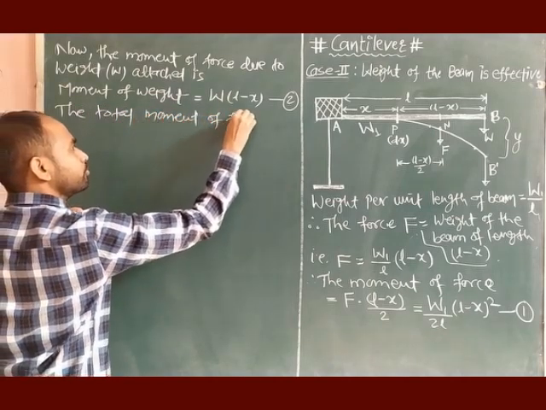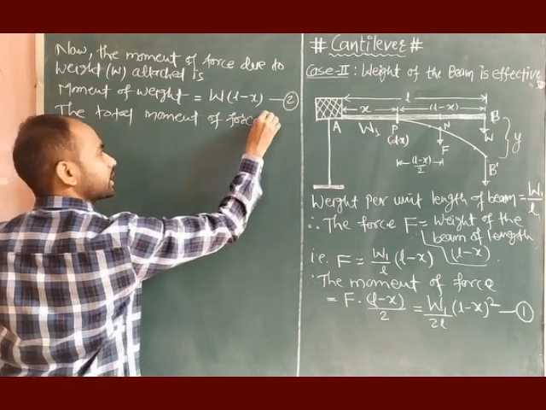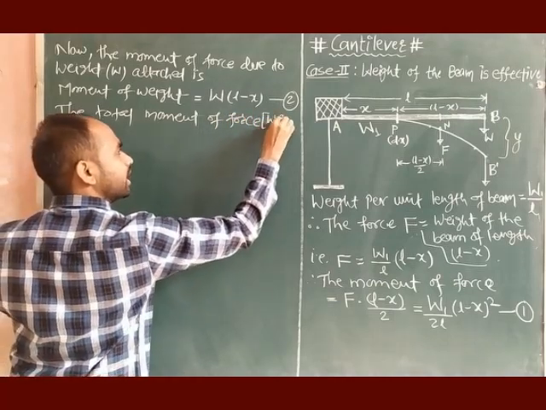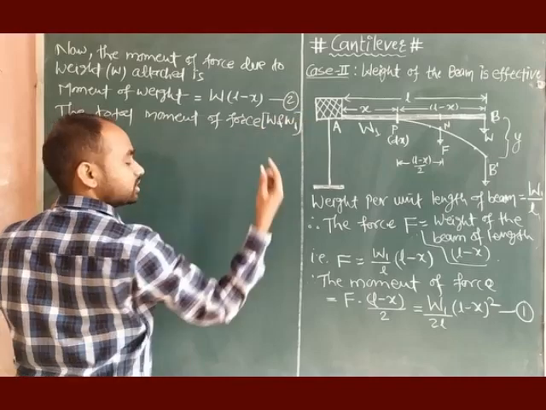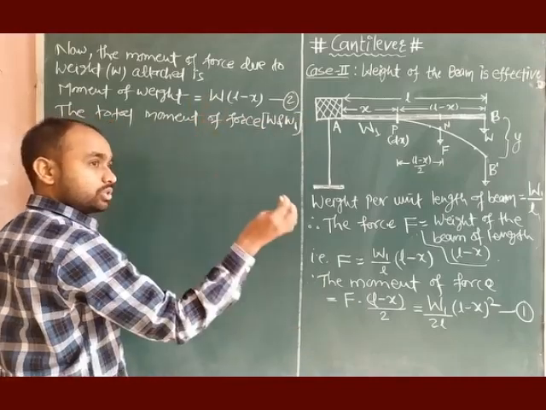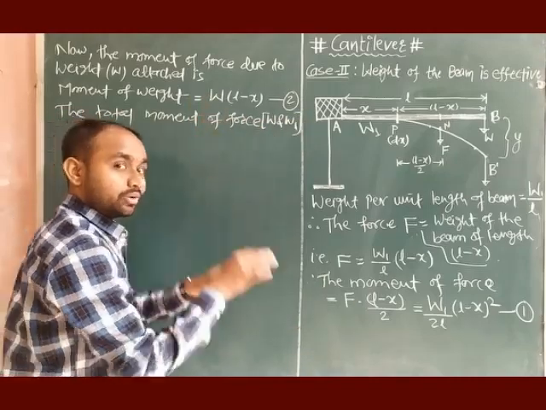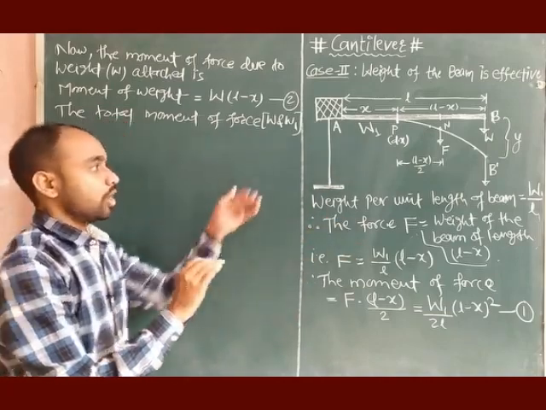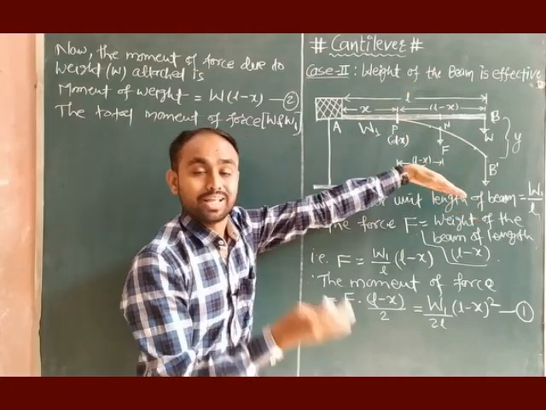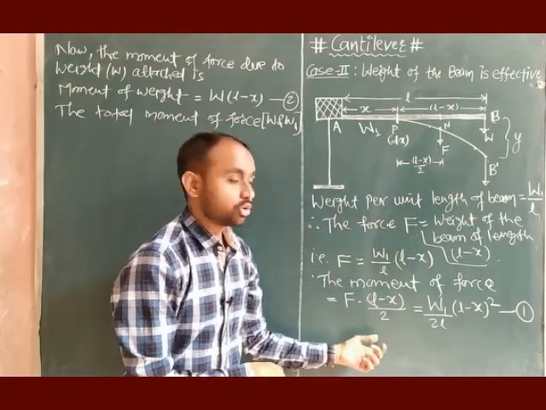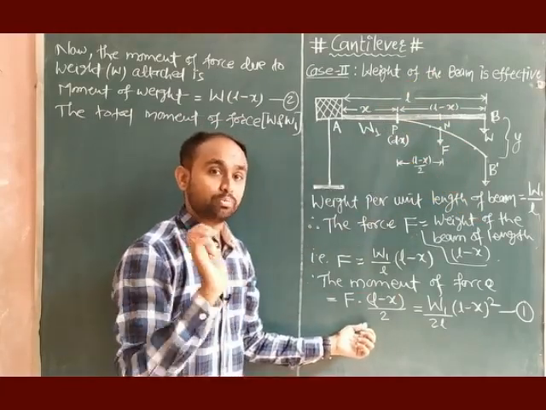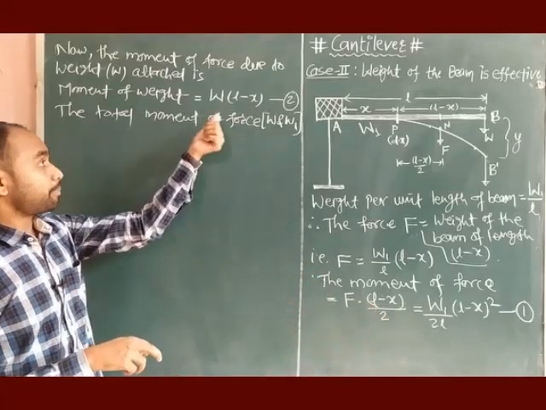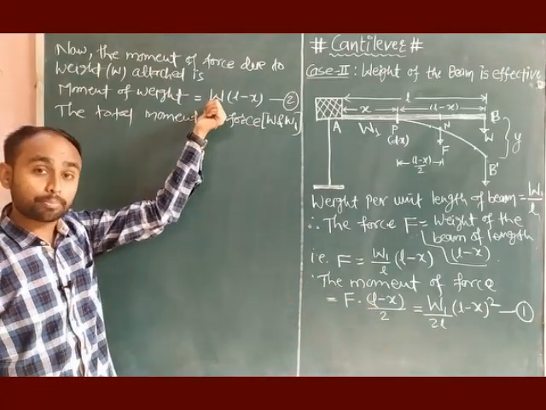Now total moment of force means, let me write in brackets, due to W and due to W1, that is in equation 1 and equation 2. So this total moment of force will be counterbalanced by the depression in the beam, or in reverse manner also, whatever may be the depression in the beam is counterbalanced by the moment of force due to the weight of the cantilever W1 and the moment of force due to the applied weight W.